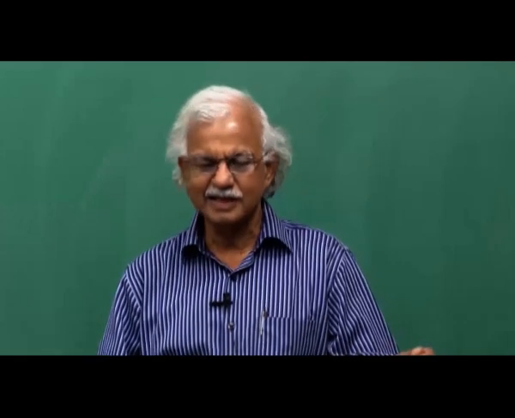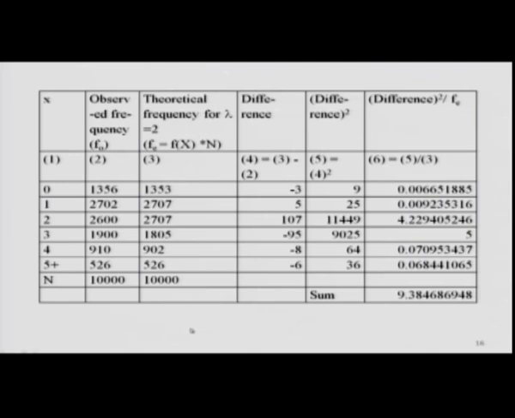And you have to make this kind of table for calculating chi square, like values of the variable are 0, 1, 2, 3, 4, 5 plus. Observed frequencies are 1353, 2707, 2702, 1826, 0, 0 and so on. Theoretical frequencies which you get from the model are 1353, 2707, 2707, 1804, 0, 0 and so on. So, there are small differences between observed and expected frequencies. Find out the difference. There is a difference of 3 here, 56 minus 53 equal to 3. There is a difference of 5 here, a difference of 107. Some differences are more, some differences are less. Square the differences, 3 square is 9, 5 square is 25, 107 square is 11449.